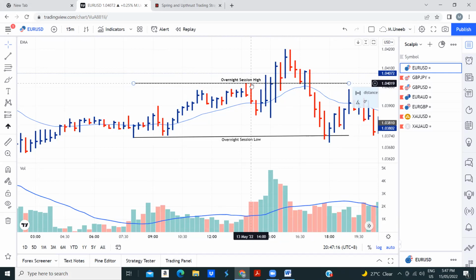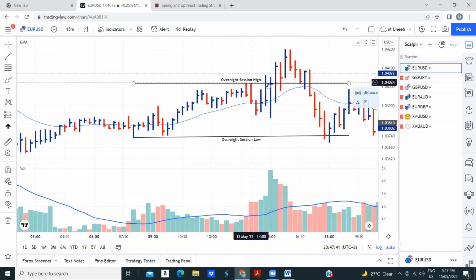3 p.m. London open, correct? 2 p.m. is the close of the Asian session. Okay, between the Asian session close and the London session open, this session is known as the pre-London session. Got it?